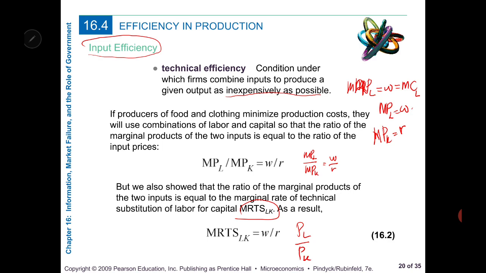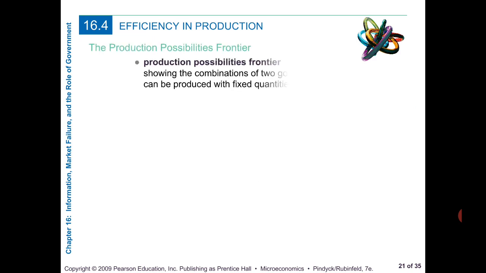If your rate of substitution is higher than the ratio of prices, then that means you are not at equilibrium. You're paying more than what you should pay, so you don't have that balance. I think we have done this before in previous chapters.